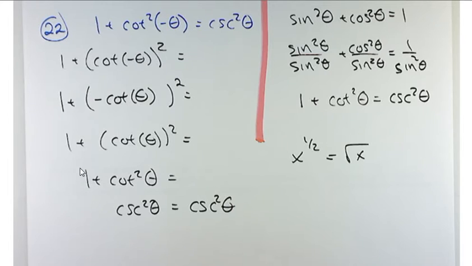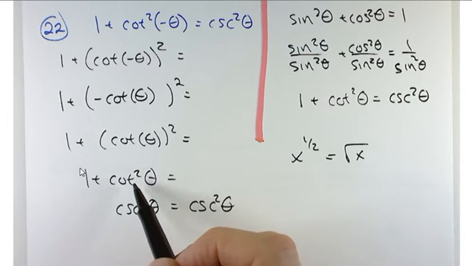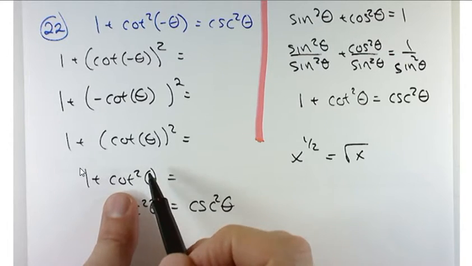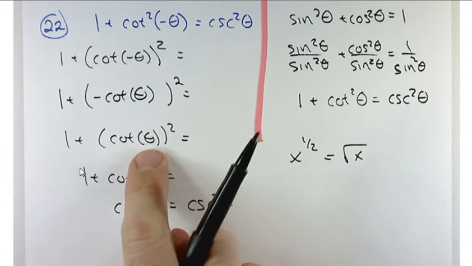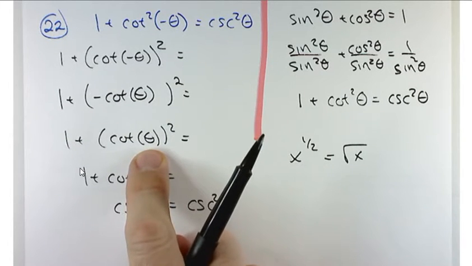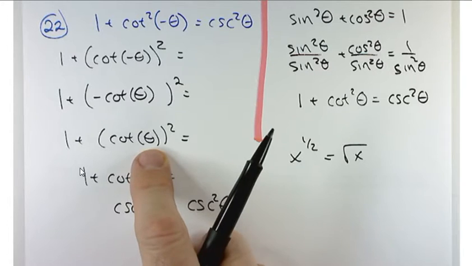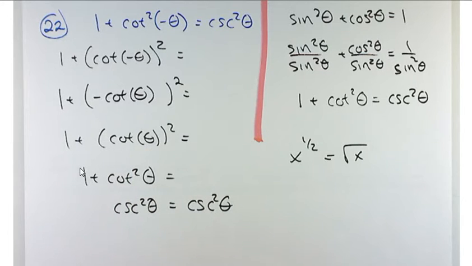Is it like that because theta's in its own little parentheses? It's just an accepted way to write this. What this means is cotangent of theta times cotangent of theta. You're not squaring what's in the parentheses. You're squaring the whole function.